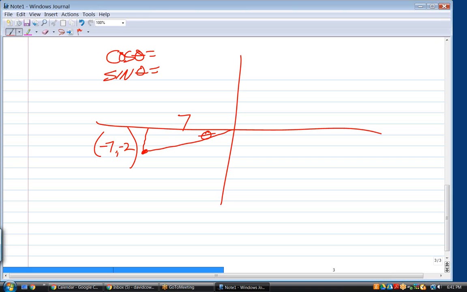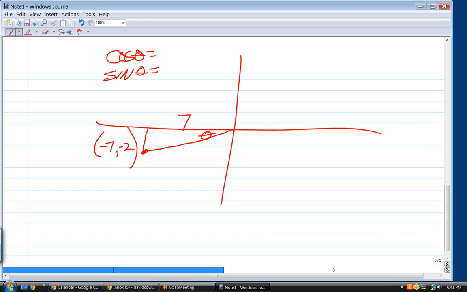Isn't there like a 4, 5, 6, or like a 1, 2, 3? There is. The smallest one is 3, 4, 5. Yeah. The next smallest one is 5, 12, 13. So this is not one of those.